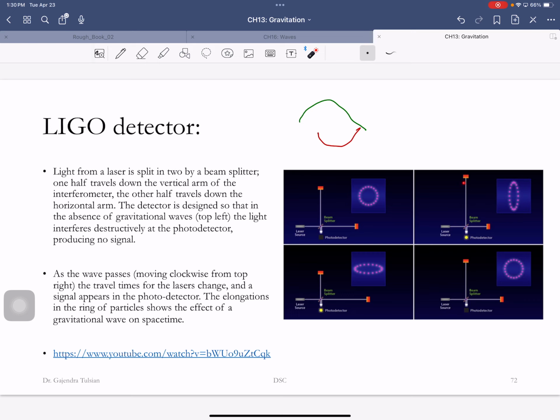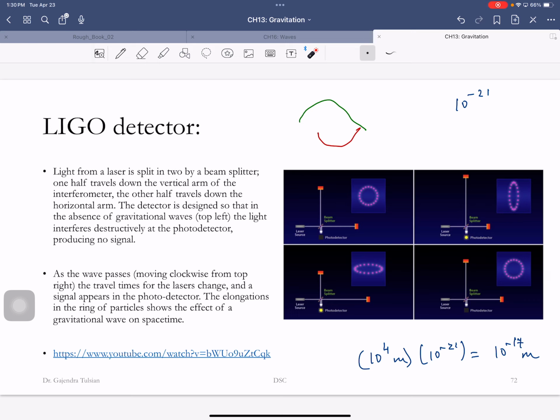Well, how much did this change? Let me give you the numbers on that one. The peak strain was 10 to the minus 21. What that means is, for 1 meter, that's the fraction by which the distance changed. This was 4 kilometers long, so I'll say it's 10 kilometers long, 10 to the power of 4 meters. That length changed by 10 to the minus 21 times 10 to the 4, so 10 to the minus 17 meters.